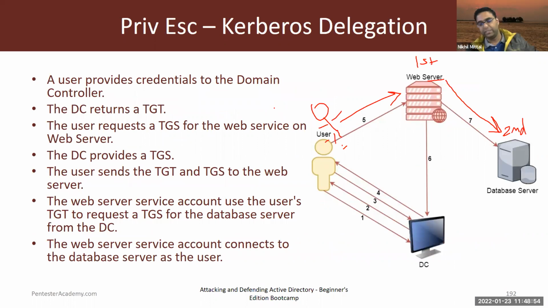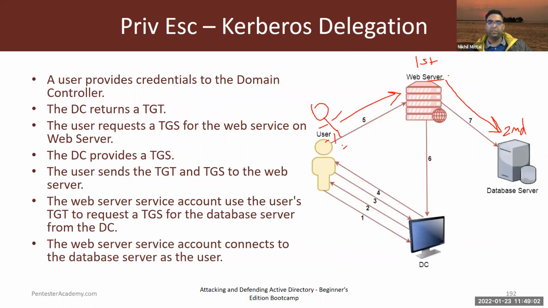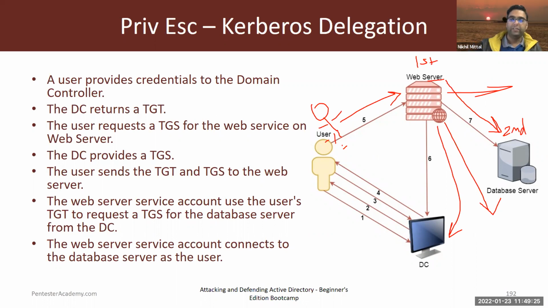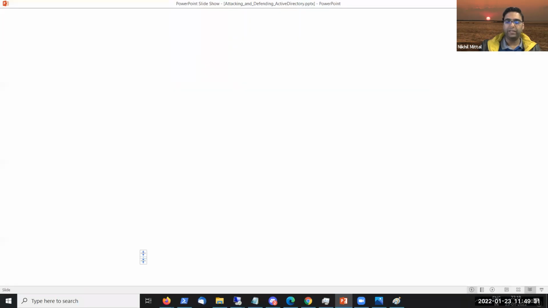Now, what are the types of delegation? There is general, basic or unconstrained delegation that allows the first hop server, this one, to access not only the database server, but any other resources, including the DC, as the incoming user. That is, it is unconstrained, without any constraints, without any rules. Then there is constrained delegation that has some rules, but that is something that we'll cover later on. All right, so is this clear? What is delegation and why is it used?